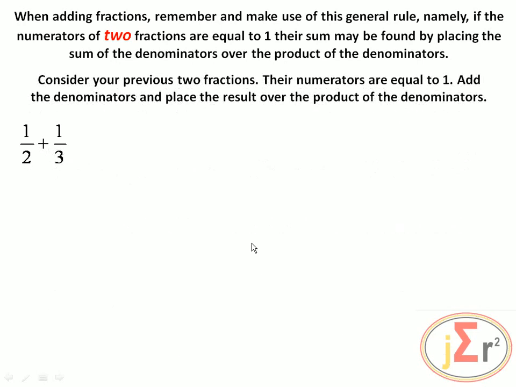Consider your previous two fractions. Their numerators are equal to 1. Add the denominators and place the result over the product of the denominators. So 2 plus 3 and put that over 2 times 3.